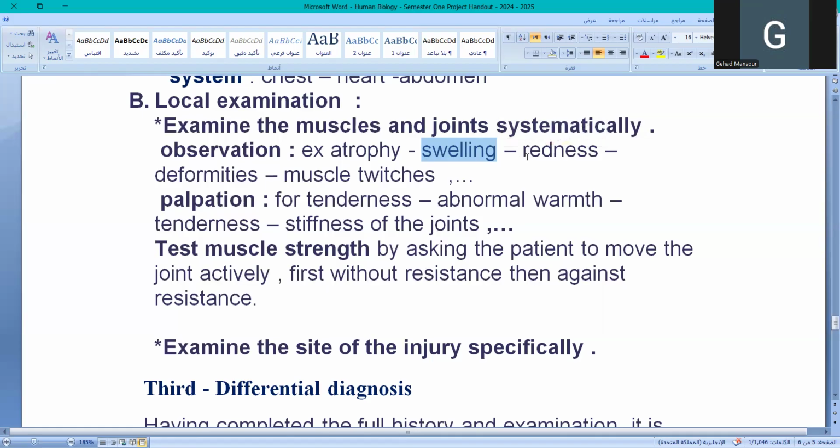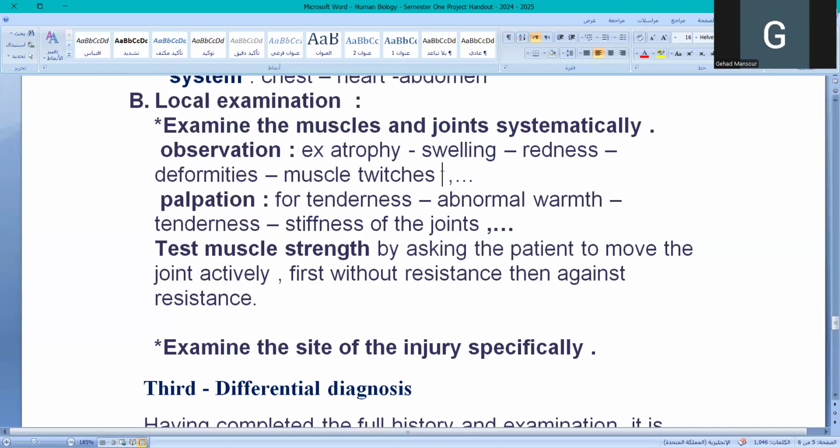You might also observe the presence of a rash, like red spots on the skin, or the presence of diffuse redness and inflammation on the skin, or any kind of deformities or twitches and fasciculations, which are very characteristic of lower motor neuron lesion. And then after having observed the whole body, you start by palpating.